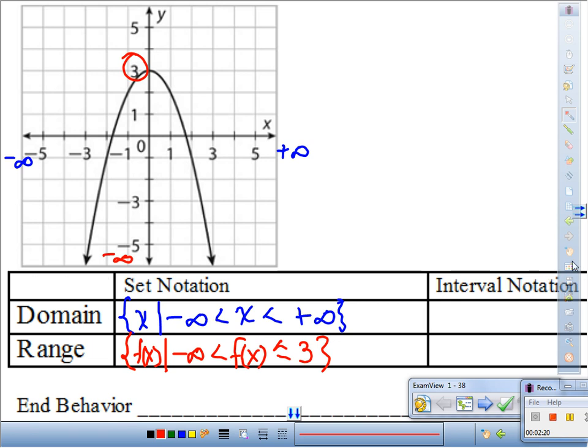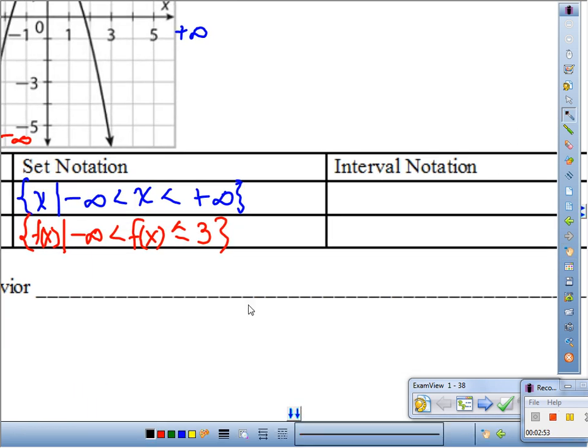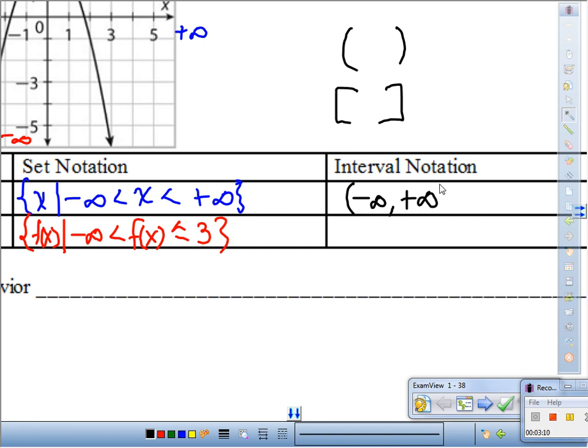All right, let's go to interval notation. Interval notation. So for interval notation, remember, we only have parentheses, which means not included, and brackets, which means included. So since the infinite is not included, we do what? Parentheses, negative infinity, comma, positive infinity. For this one, it has infinity, so it's negative infinity, it's parentheses. How about the 3? 3 is included, so it's bracket.